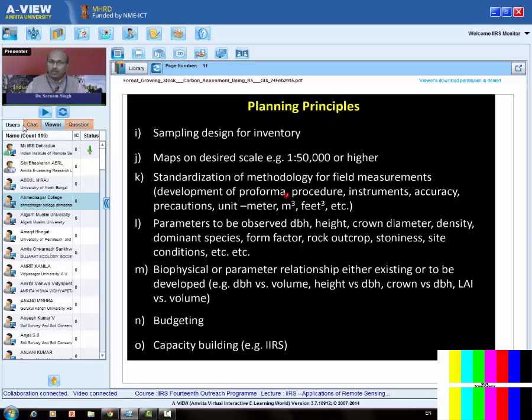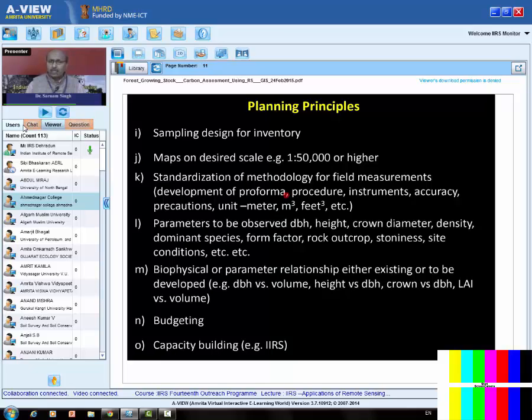So we need to develop a pro forma, we need to define the procedures, we need to have the instruments for that, and then we need to talk about the accuracy and the precautions which have to be taken during the measurements. Like, we either can decide we take all the measures in centimeters or meters, or we can think about the feet. Depending upon the requirement, we can decide on that.